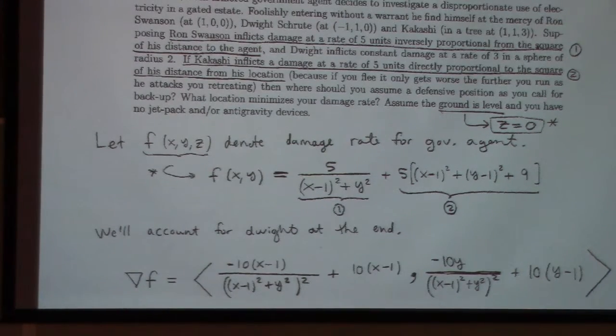If Kakashi inflicts damage at rate 5 units directly proportional to the square of his distance from his location, because if you flee, it only gets worse the further you run as it attacks you as you're retreating, then where should you assume a defensive position as you call for backup? What location minimizes your damage rate? Assume the ground is level and you have no jetpack or anti-gravity devices.